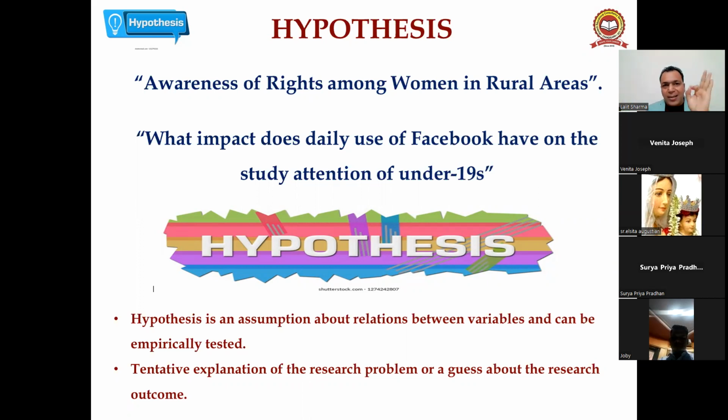Next is, what impact does daily use of Facebook have on study attention of under 19s? Basically, what is the impact of social media like Facebook or YouTube on the study attention of under 19s, meaning adolescents. If I write here "people", then adolescents, adults and kids are all included, right? So when we define a particular statement, then it becomes a hypothesis.